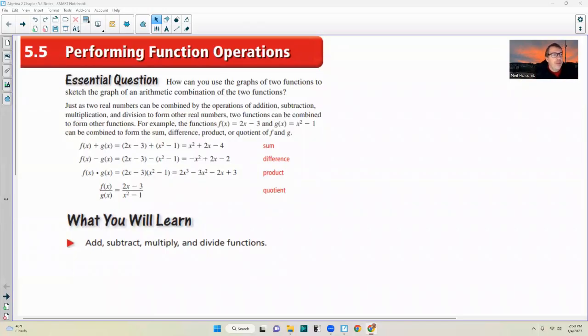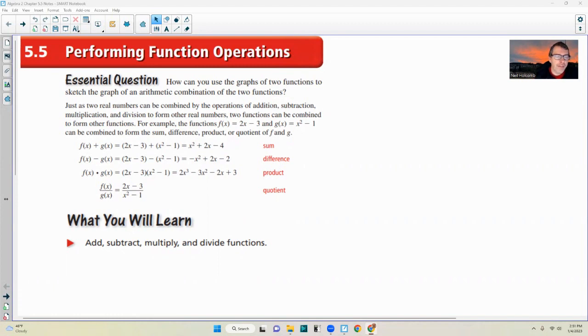All right, welcome to chapter 5.5, performing function operations. Essential question: how can you use the graphs of two functions to sketch the graph of an arithmetic combination of the two functions? Just as two real numbers can be combined by the operations of addition, subtraction, multiplication, and division to form other real numbers, two functions can be combined to form other functions.